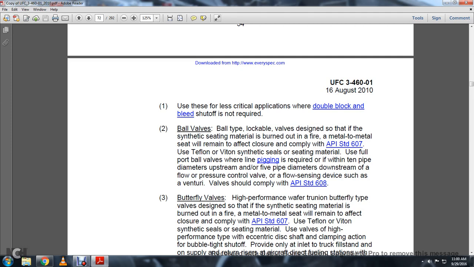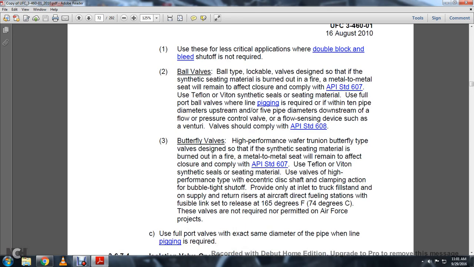Use Teflon or Viton synthetic seals as the seating material for full port valves where pipeline pigging is required, with ten pipe diameters upstream and five pipe diameters downstream of the flow pressure control valve. The flow sensing device is a venturi. To add a venturi, the valve shall comply with API Standard 608.